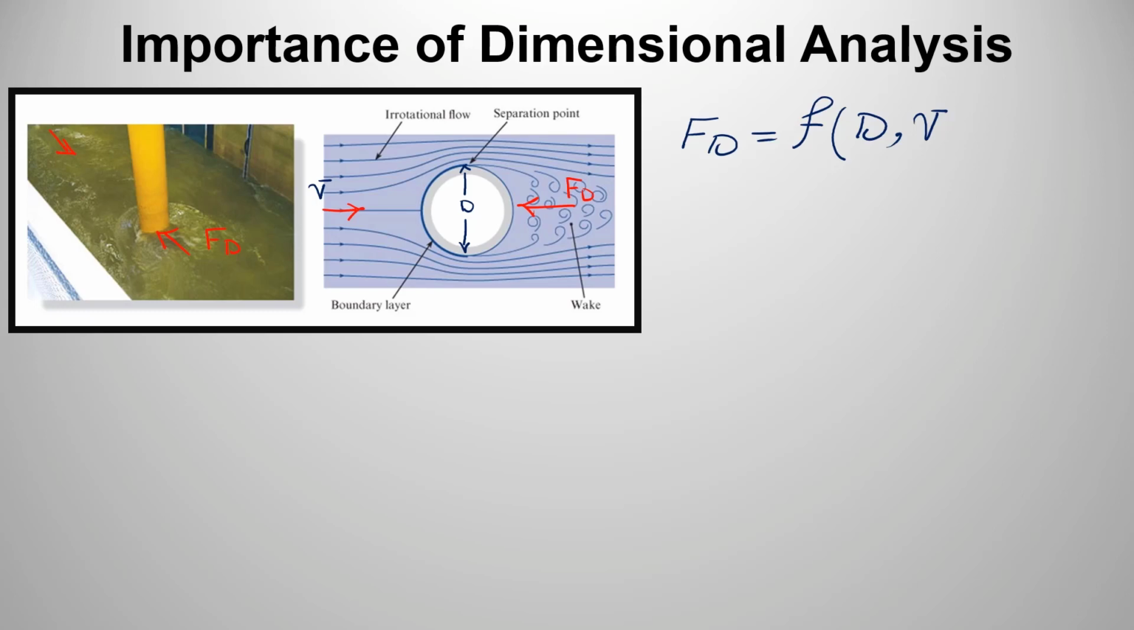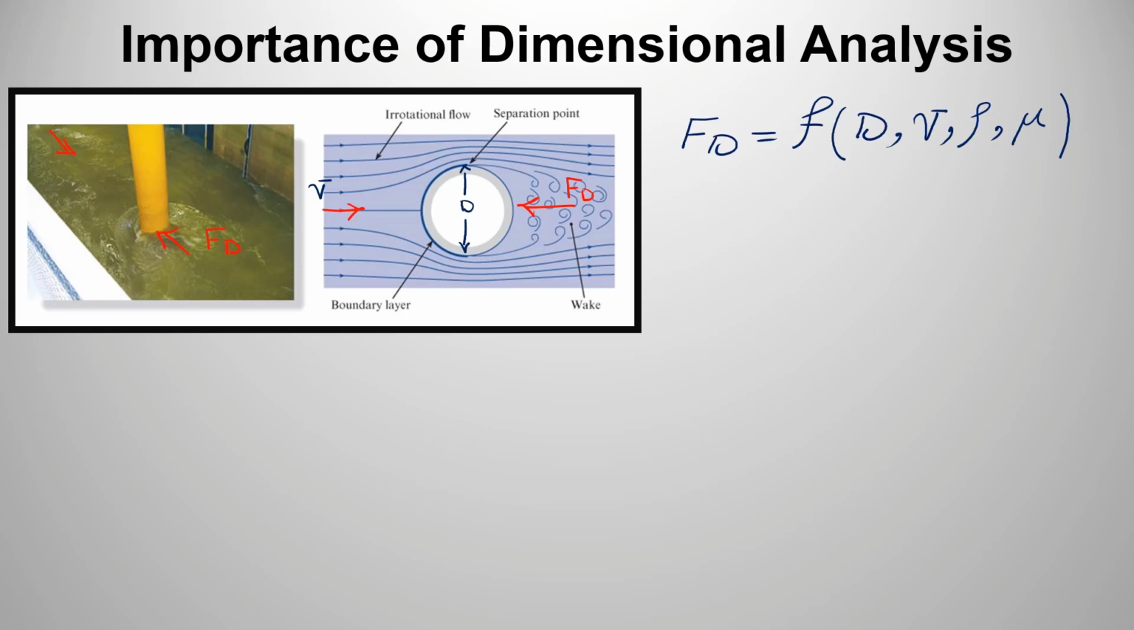What else? You would probably tell me fluid properties, right? Density of the fluid. Imagine air and imagine engine oil. The drag force when your fluid is air is going to be way smaller than the drag force for engine oil. So I'm going to write density, which is a property of the fluid, and also viscosity too. These are the variables that we know drag force is a function of.